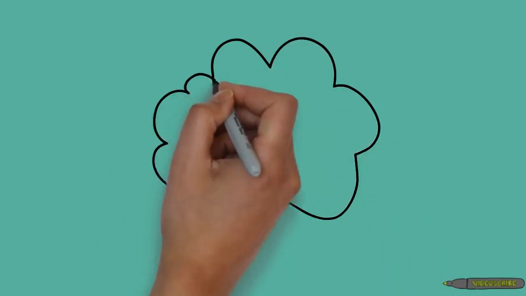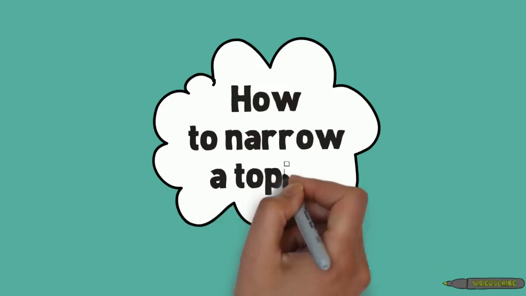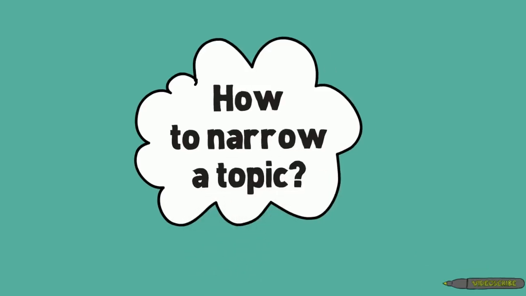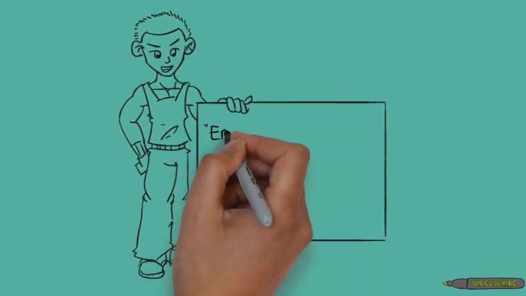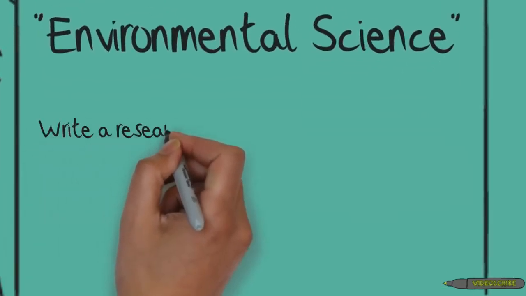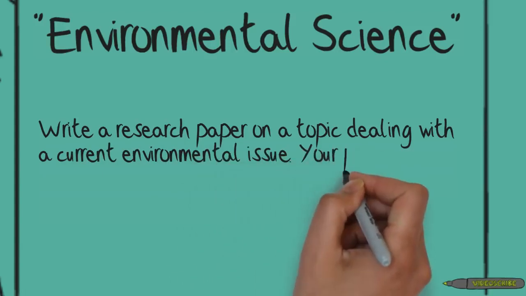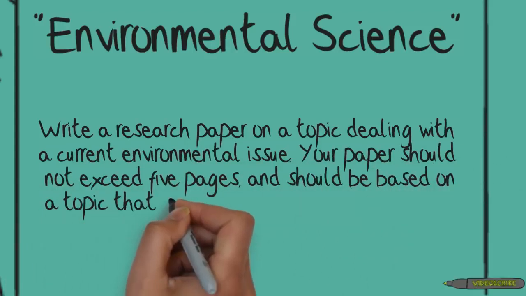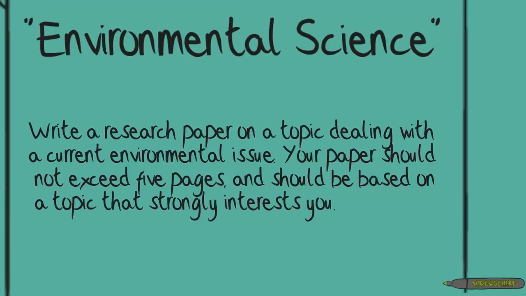Sometimes it can be really difficult to find a topic that is not too broad. Here are a couple of words of advice on what to do when your topic seems too broad. Let's say you are in an environmental science class. Your teacher gives you this assignment prompt: Write a research paper on a topic dealing with a current environmental issue. Your paper should not exceed 5 pages and should be based on a topic that strongly interests you.